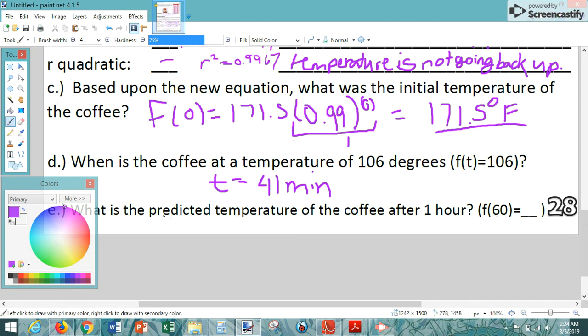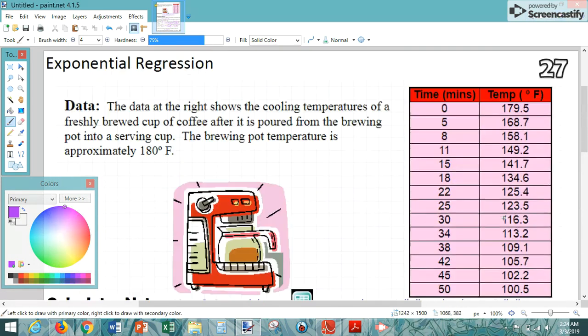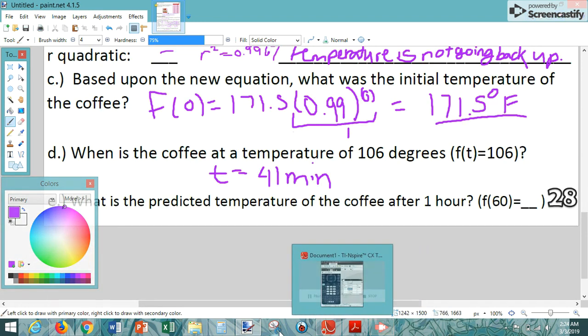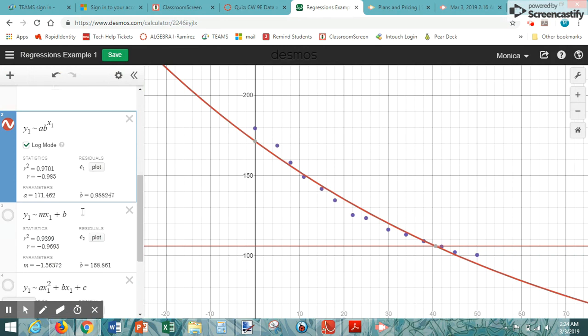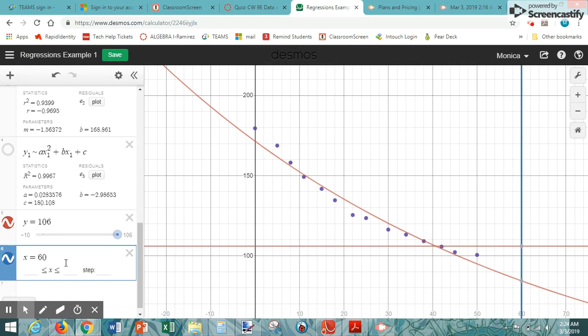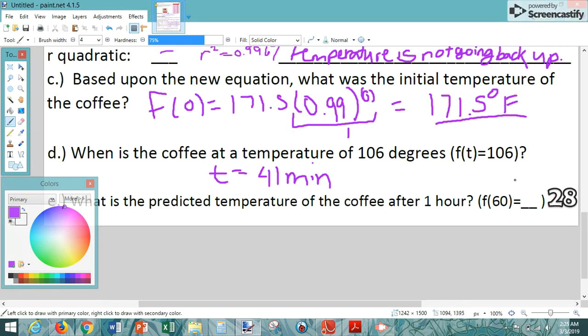And E, what is the predicted temperature of the coffee after 1 hour? Well, it's measured in minutes, and there's 60 minutes in an hour. So let's go ahead and plug that into Desmos. Let's say x equals 60. Okay, let's see when that intersects. It's at about 84.4. So we can write that 84.4 degrees Fahrenheit.